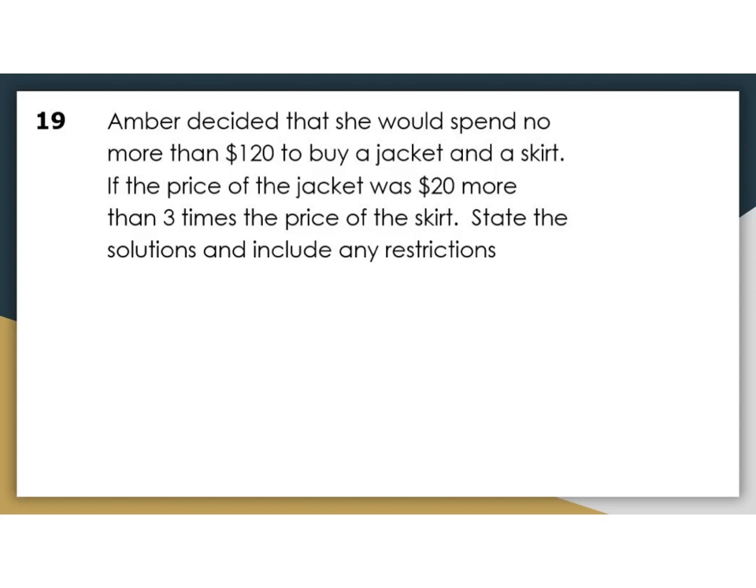So here, it's saying Amber decided she would spend no more than $120 to buy a jacket and a skirt. It says the price of the jacket was 20 more than 3 times the price of the skirt. And then we're being asked to state the solutions and include any restrictions. So this problem has a lot. We know that she's going to purchase a jacket along with a skirt.